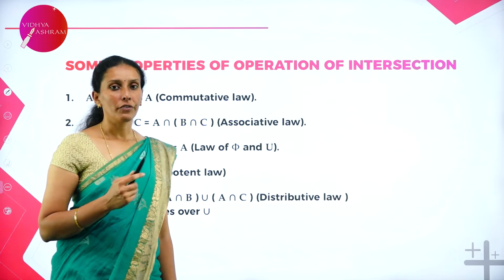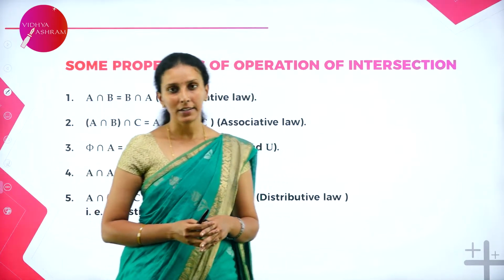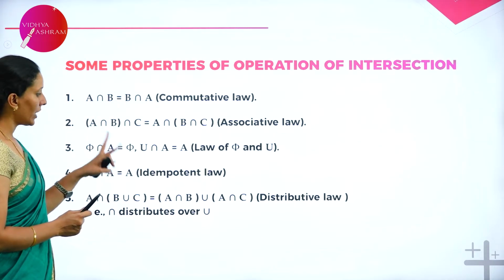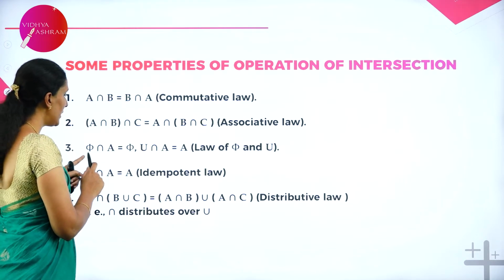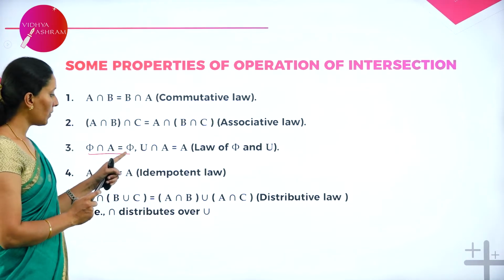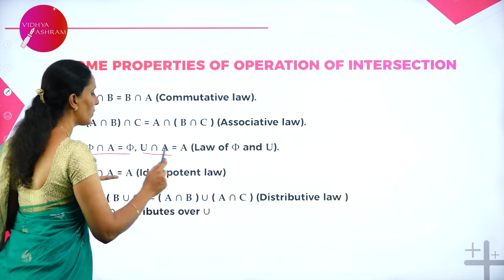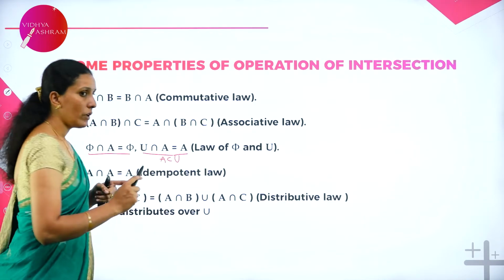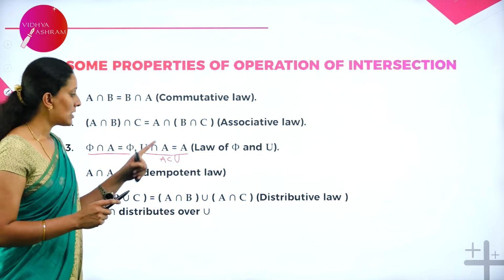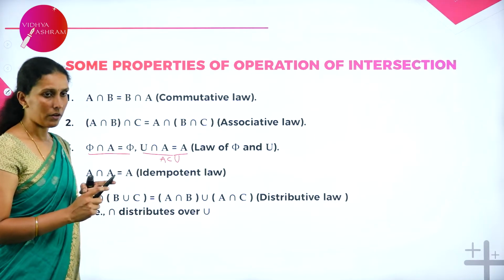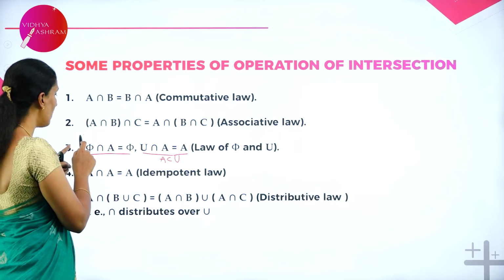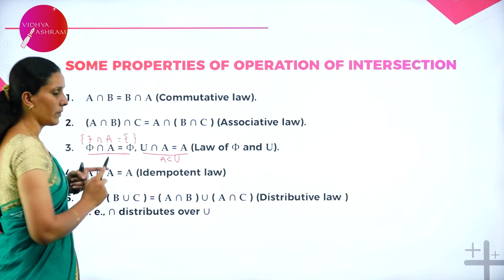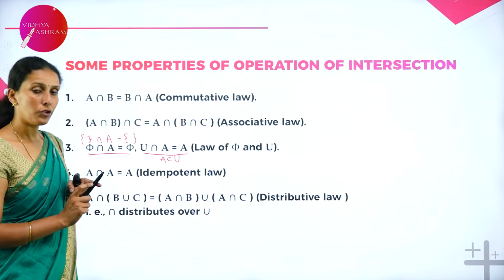Now, as in the case of union, intersection also satisfies some properties. That is, it satisfies commutative law, associative law, and whenever you intersect any empty set, the result will be empty. Whenever you intersect with the universal set, the result is A. Why? Because A is a subset of U. When you are intersecting any minor set with the major set, the result will be the minor one. But empty set means there are no elements. If there are no elements which are common with A, obviously we will get an empty set only. So this is called the law of empty set and law of universal set.